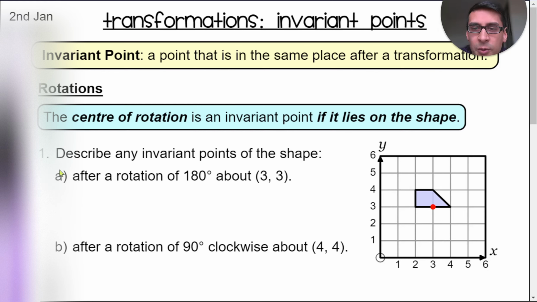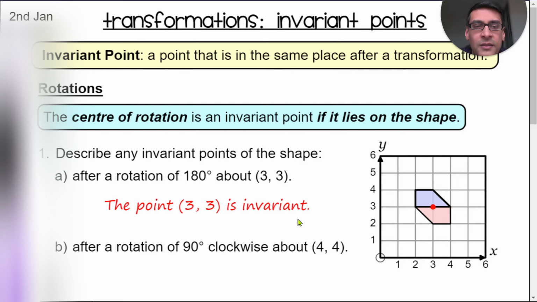So for example, just take a moment to look at this shape here. If we are rotating this 180 degrees about (3, 3), the red dot is the center of rotation. Once we rotate the shape, that point hasn't changed place between the original shape and the image, the transformed shape. So we can say the point (3, 3) is invariant because it hasn't moved.